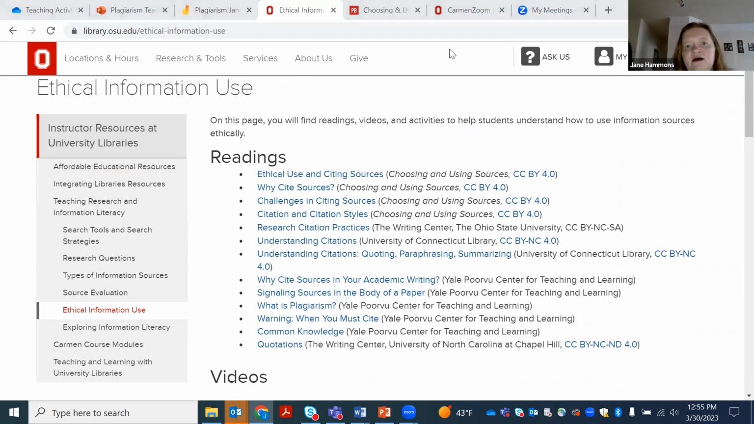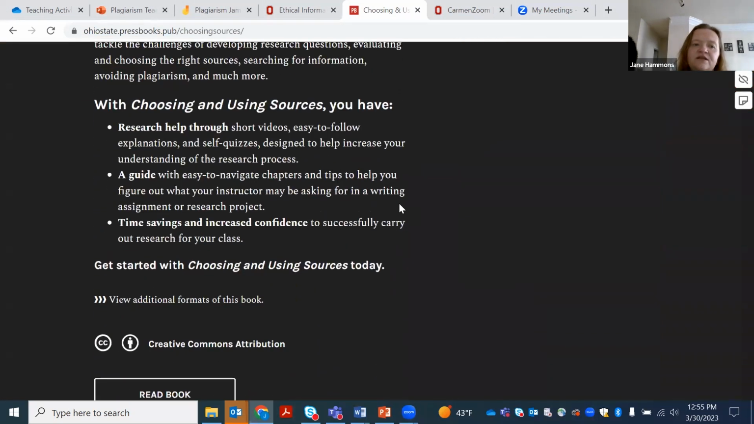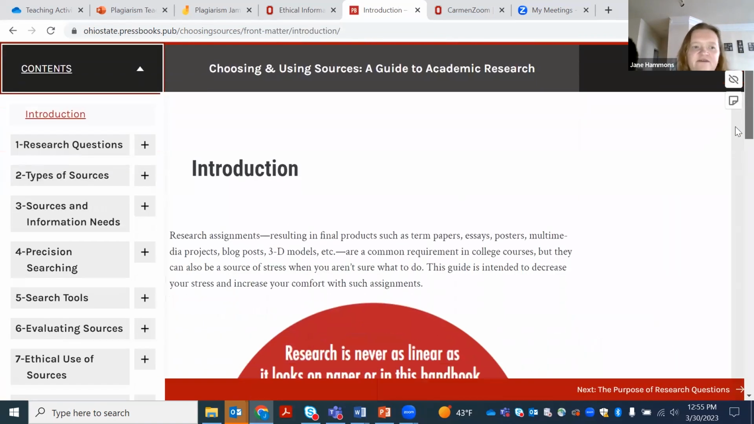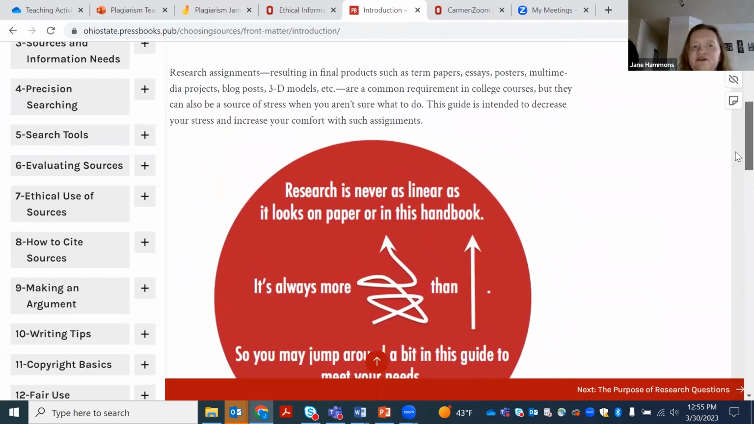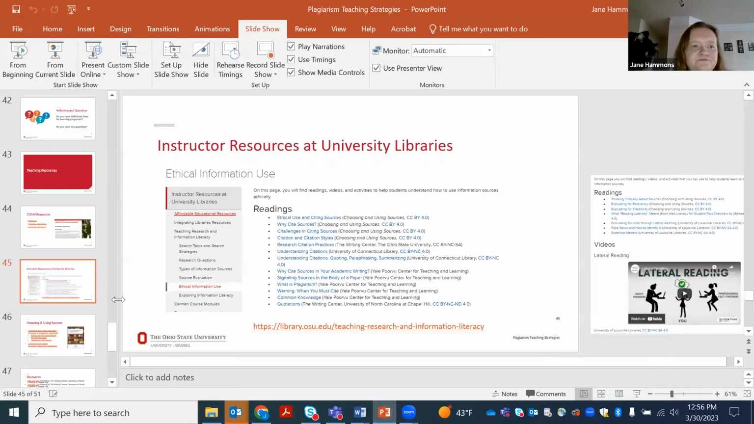I also wanted to highlight that the University Libraries has a resource called Choosing and Using Sources, a Guide to Academic Research. This is a free open access textbook that includes a lot of information on the research process in general. You can see here that it has sections on how to cite sources, copyright basics, fair use, and ethical use of sources. These are really short, quick overviews of these concepts that can be easily linked in a Carmen course or shared with the class, and anyone can access and read this book for free. So I wanted to make sure everyone is aware of that resource as well.